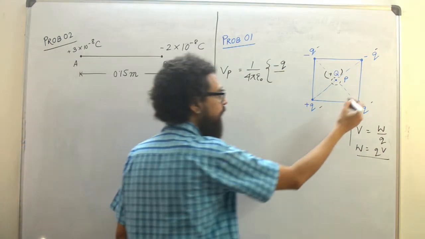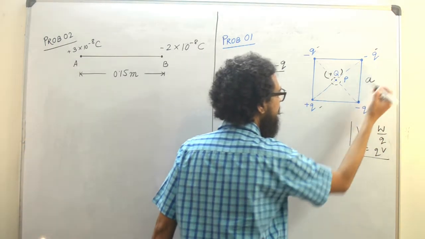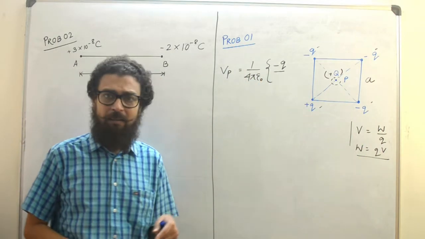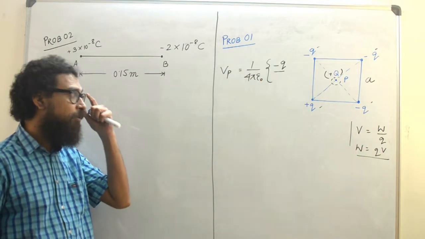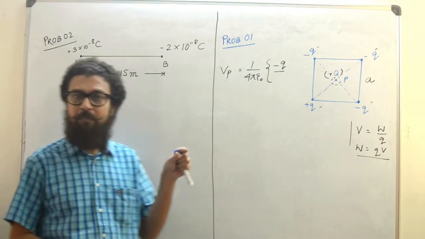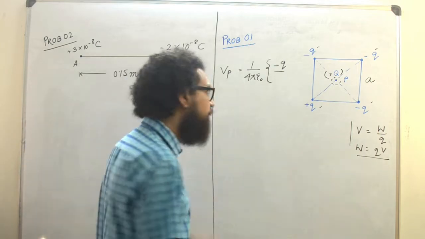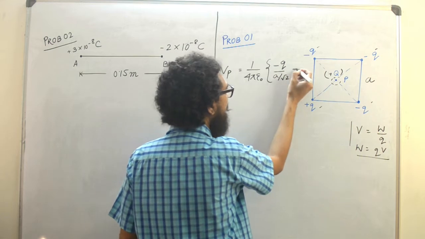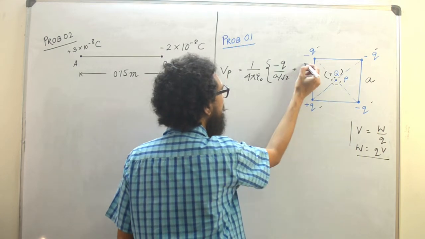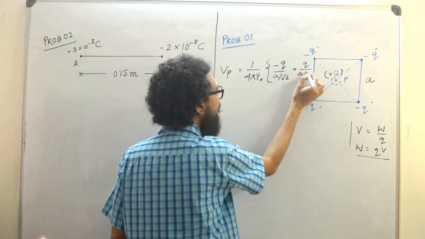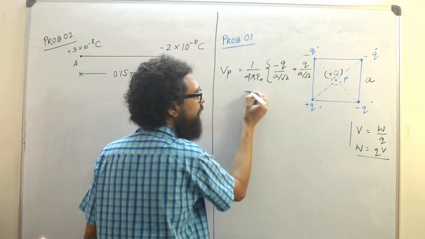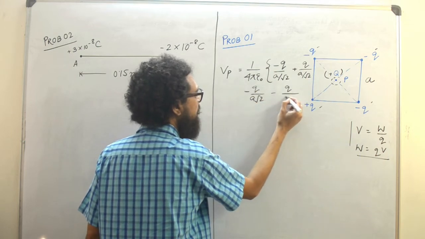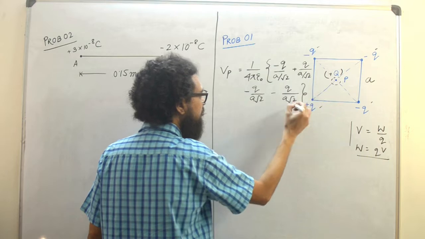oh sorry, I forgot, the side they have mentioned as small a. So if the side is A, the length of the diagonal is A root 2 and half is A root 2 by 2, which is A by root 2. So I will write here A by root 2. Great. Then we will go for this charge plus Q. So we will write plus Q by A by root 2. Then we have again negative. Just write down in that fashion. So this is the potential.